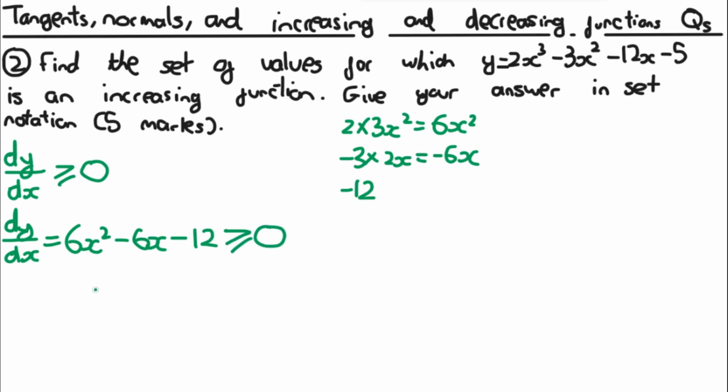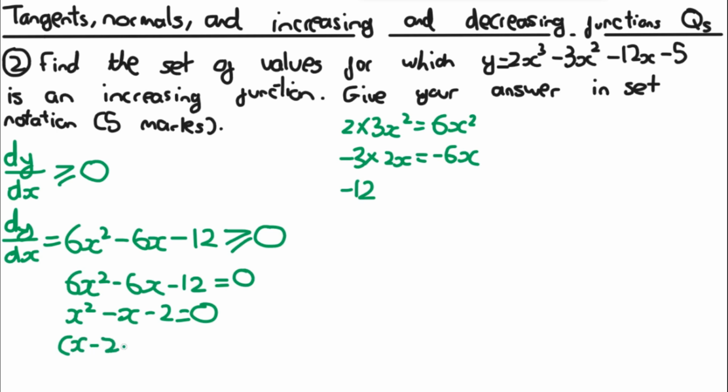And we need to find the set of values for when this is bigger than or equal to 0. And this is a quadratic inequality, and we learned how to solve this in chapter 3. So the first thing we do is equal this to 0, so 6x squared minus 6x minus 12 is equal to 0. I'm going to divide it by 6 to make it a bit easier. X squared minus x minus 2 is equal to 0, and then we can factorize this to x minus 2, x plus 1 is equal to 0, so therefore x is equal to 2 and -1. And then we can draw a quick graph.